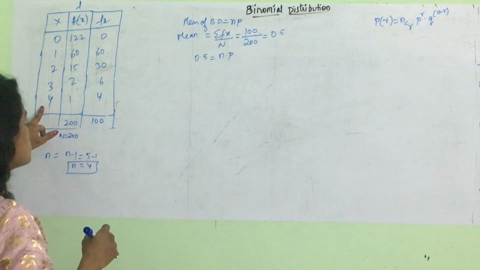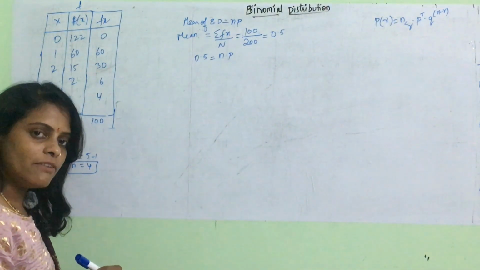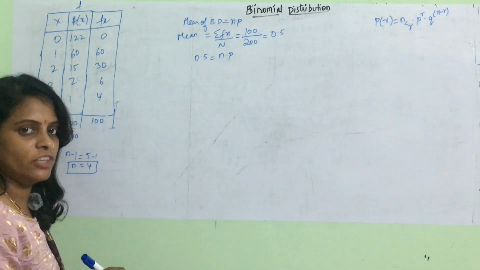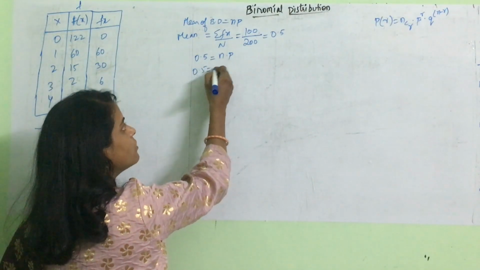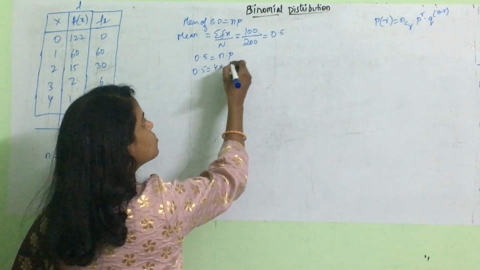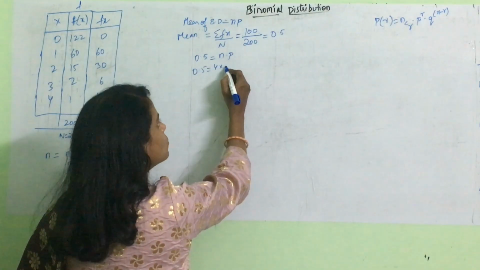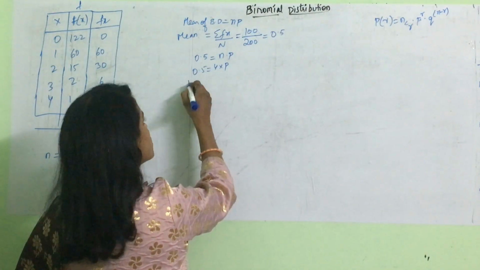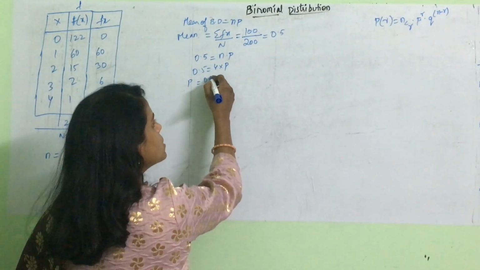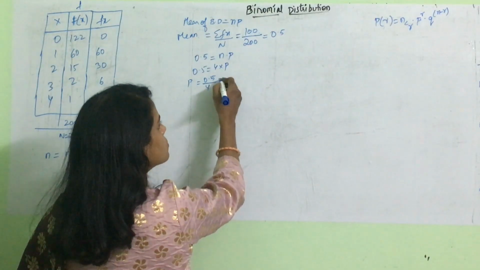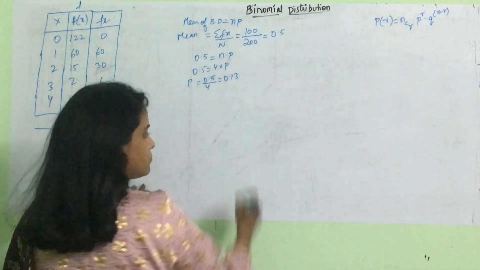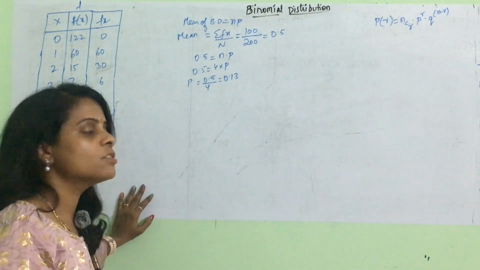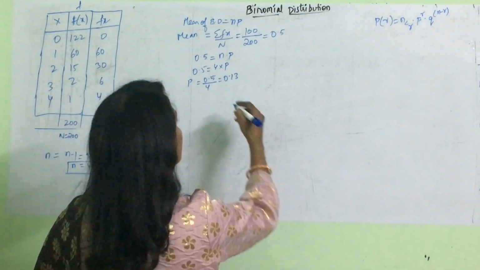How many values are we taking there? That will always be minus 1 of that. So that is 4. So what is the N value here? 4. So 0.5 equals 4 into P, and that is what we need to find out. So what is P? P equals 0.5 by 4, that is 0.13. Okay. So 0.13 is the value of your P.